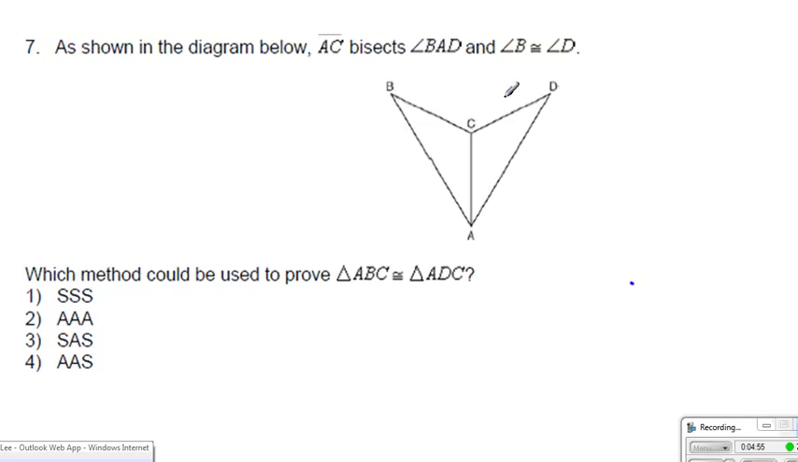Alright, here we have AC bisects angle BAD. So that means what's actually being bisected is this entire angle. So this portion of the angle is equal to this portion of the angle. Now, angle B is also congruent to angle D. And guess what? The line segment AC is common in both, reflexive. So therefore, we get to realize angle side. Choice number 4 becomes our answer.